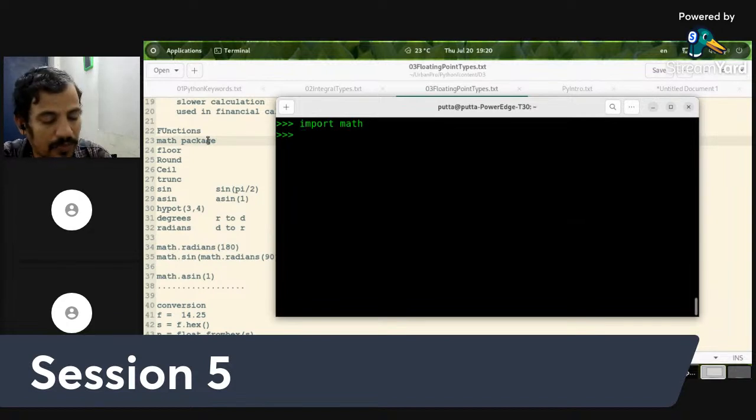Let's say I want to find out the square root of 13. Then math dot sqrt of 13. If you want to find out the square root of a value, you have to use the method called sqrt. Do it along with me. What is the result?